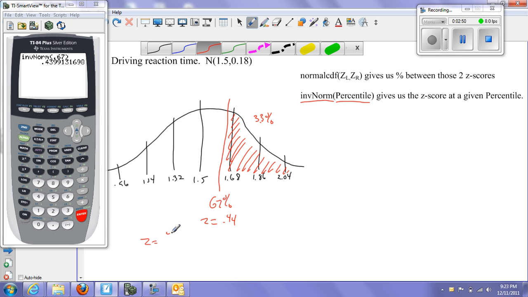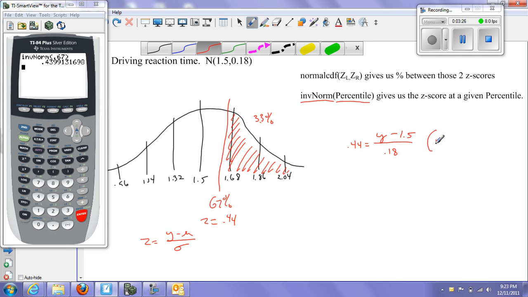z equals y minus mu over standard deviation. So over on this side, 0.44 is equal to y, which is what I'm looking for, the cutoff, the reaction time that defines the slowest one-third, minus 1.5, which is my mu, which hasn't changed, divided by 0.18. Let's do our math now.